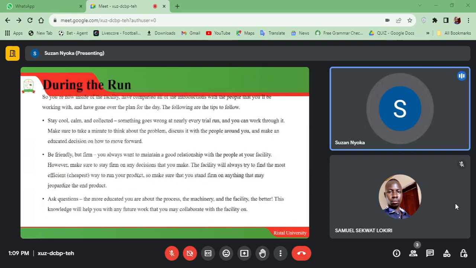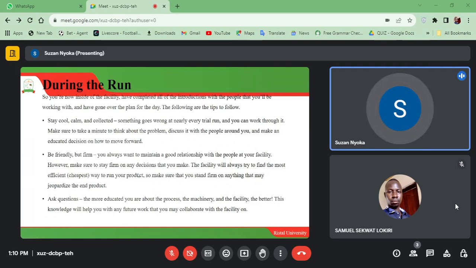So during the run, as you're carrying out the scale up, you're now inside of the facility, have completed all of the introductions with the people that you'll be working with, and have gone over the plan for the day.